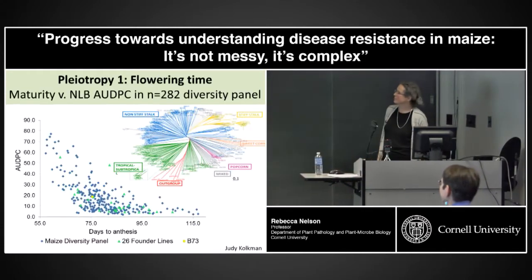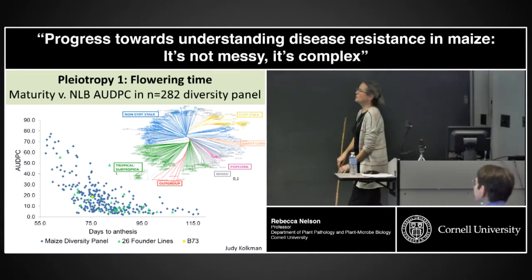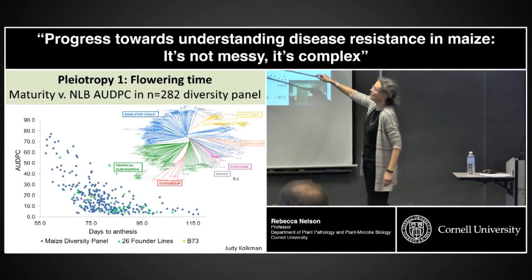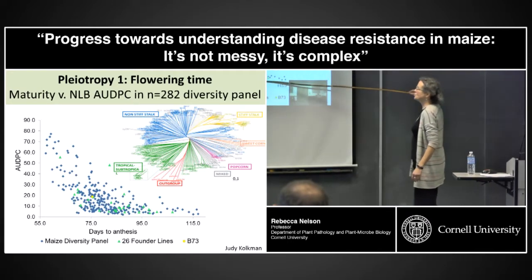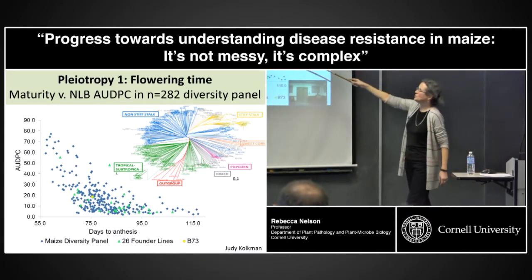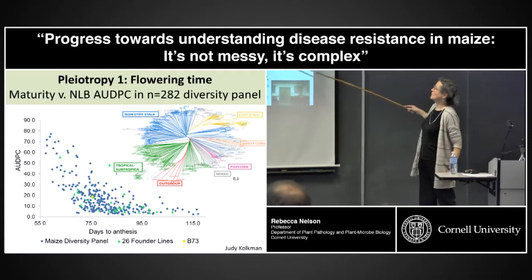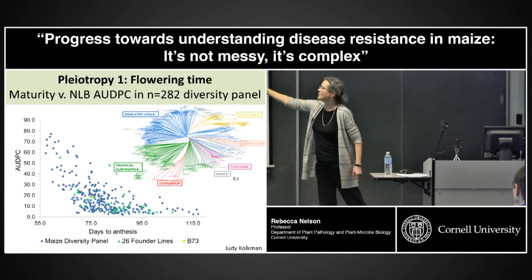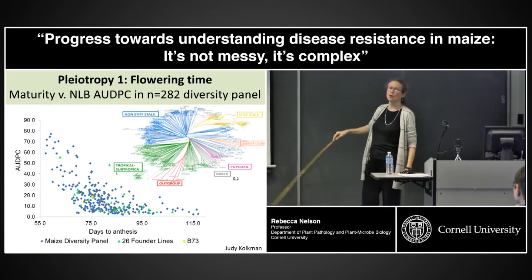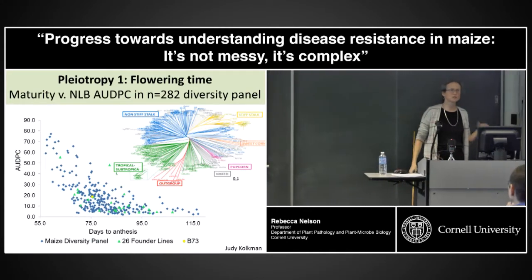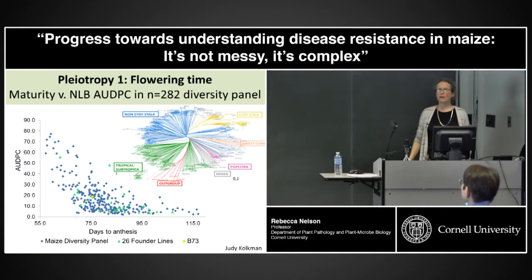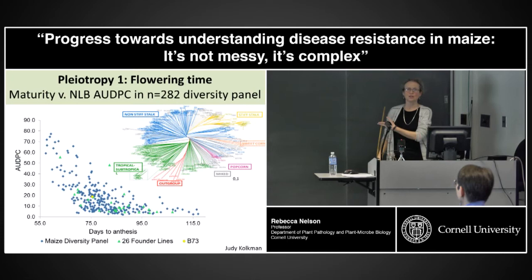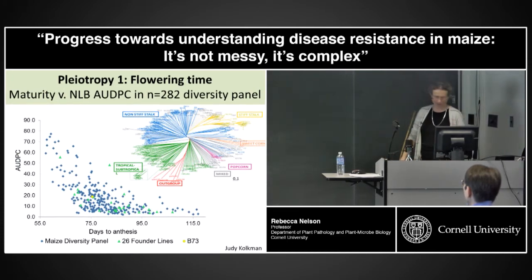So these issues of trade-offs have been apparent for a while. The first pleiotropy I want to acknowledge is the one between disease resistance, area under the disease progress curve, and maturity, days to anthesis. And this is from Judy Cookman's work on the 282 diversity panel. When she phenotyped that 3 years in the field, she saw a very strong correlation between maturity and disease. And we see this for all of our diseases. And in this panel, our diseases show correlated responses to each other. So it looks like there's this huge set of pleiotropies.